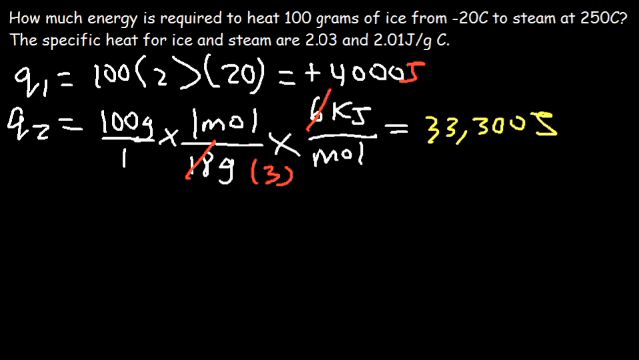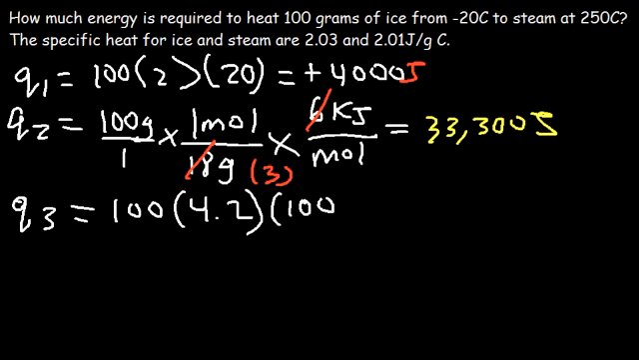So now let's find Q3. This is for liquid water, and it's a temperature change problem. So the mass is 100. The specific heat capacity for liquid water, we're going to round it to 4.2. And the temperature change is from 0 degrees Celsius to 100 degrees Celsius, so that's an increase of 100.